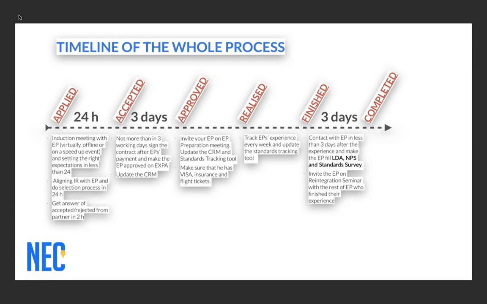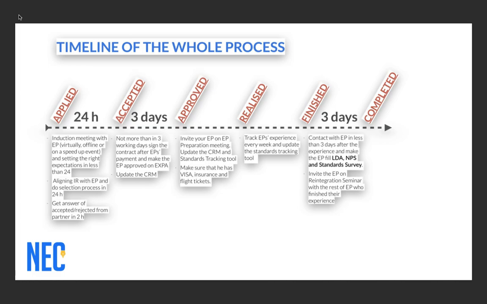Once an EP applied, within 24 hours there needs to be an action from applicant to accepted phase, which means that we need to provide an induction meeting with the EP virtually. It can be offline or at a speed up event or any other offline events that you are having on a local level, and setting the right expectations in less than 24 hours, which means that our EP is going to have the right information about the organization and the product as well.